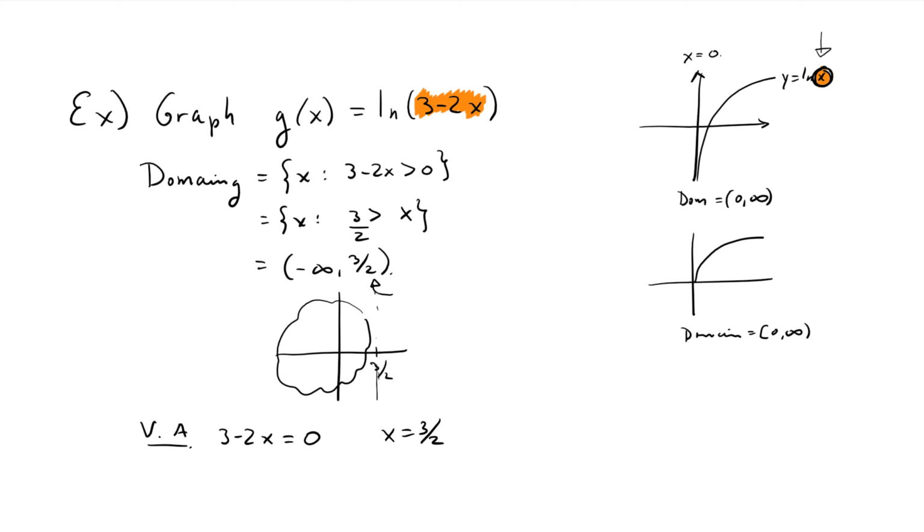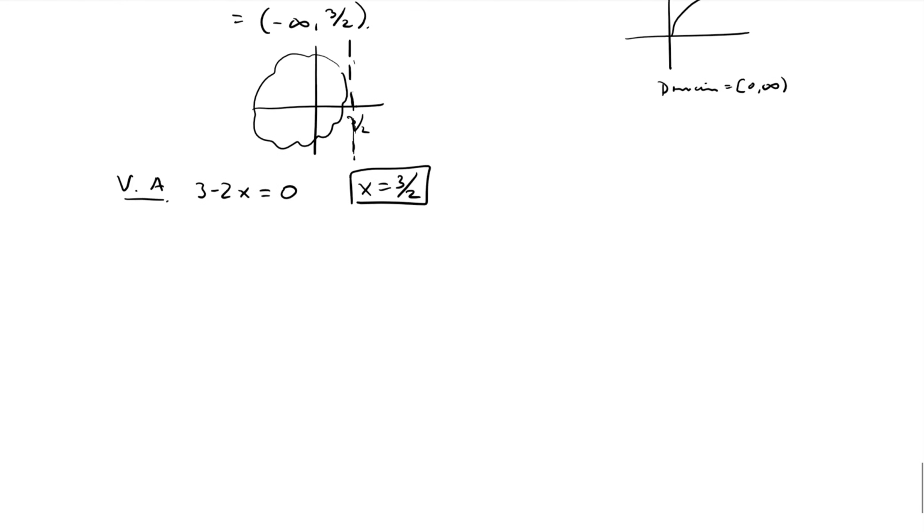Typically, the upper bound or lower bound of your interval in your domain is a place where you'll find your vertical asymptote. So we should find a vertical asymptote at x equals 3/2. So here, this is going to be a vertical asymptote for our function. So these features should appear eventually.